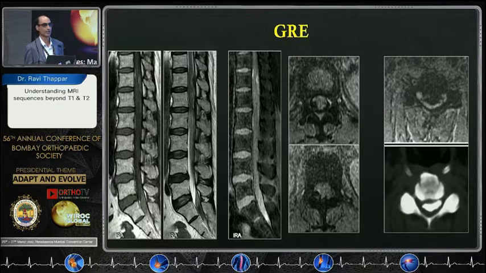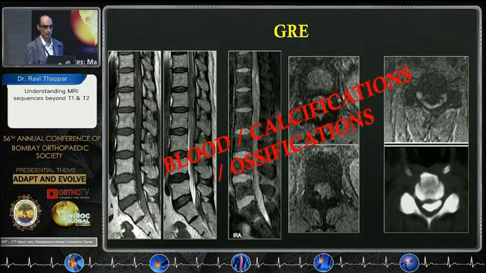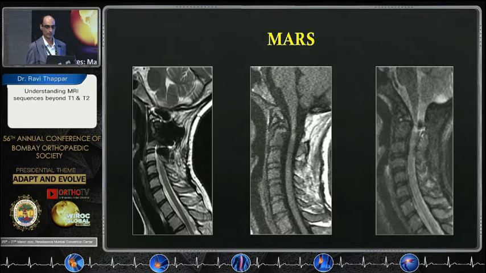Another thing which gradient is very good at is picking up calcifications and ossifications. So in the cervical spine, when there is OPLL, you can see how gradient picks up that thickened ossified ligament very well, almost replicating the CT image of the same patient. So this is useful for blood, calcifications and ossifications.